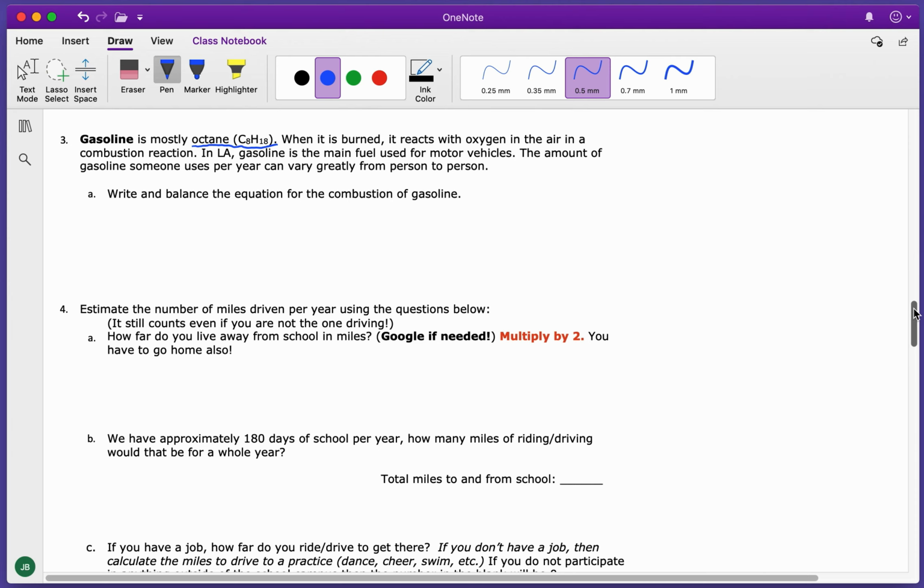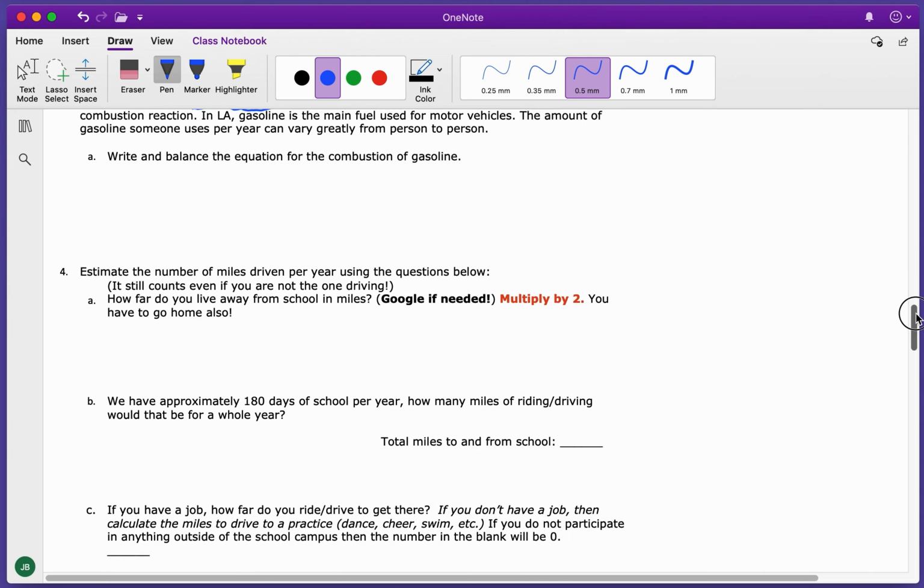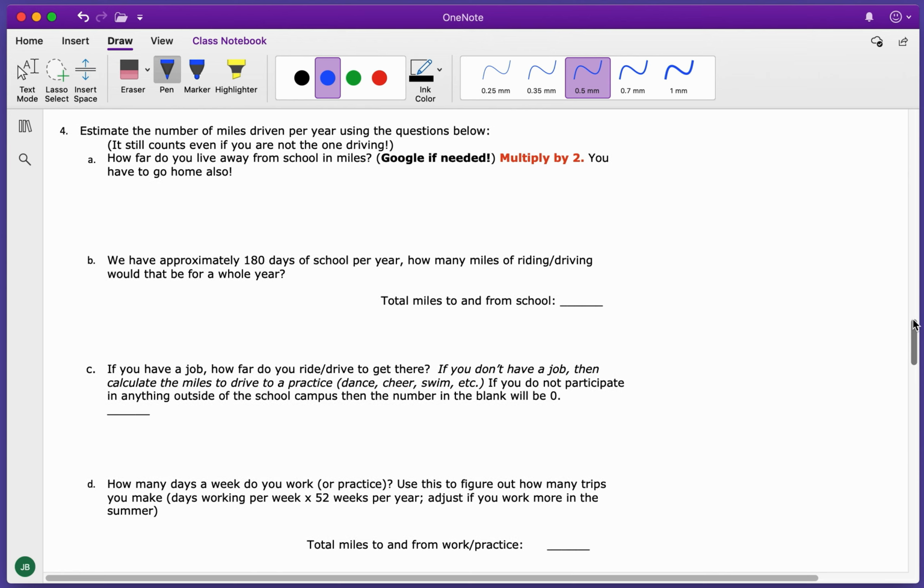Now, the gasoline part, that's the part that's going to become very personalized to you and where you live and how much driving you do. So you're going to go ahead and Google some information about how far you live from school, the route that you take. Maybe you take a different route. So make sure that you're Googling the actual route that you take to school. Don't forget to multiply it by 2 so you can figure out what your mileage is.